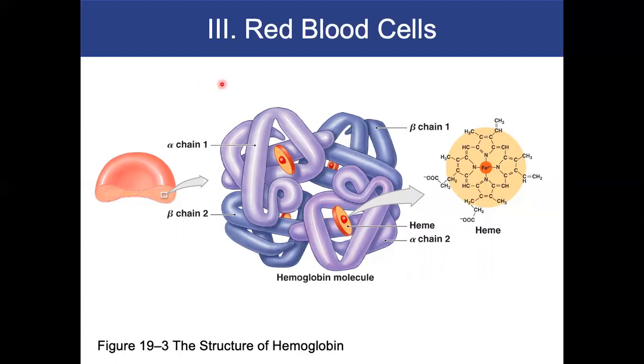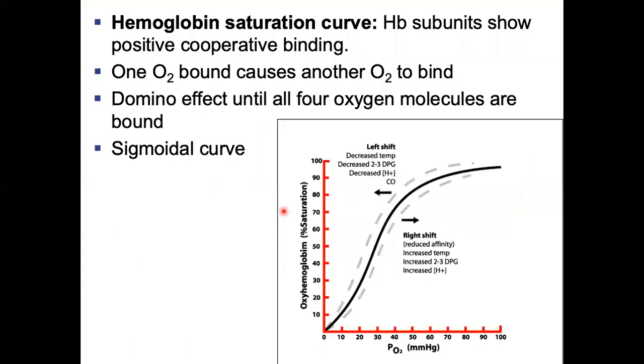So it's kind of like dominoes. You need some oxygen in this local area to get oxygen to bind to hemoglobin, and then oxygen jumps on, and oxygen jumps on. That's called positive cooperative binding. One oxygen bound causes another oxygen to jump on until all four oxygen molecules are bound, and this gives it a sigmoidal curve. So take a look at your curve.